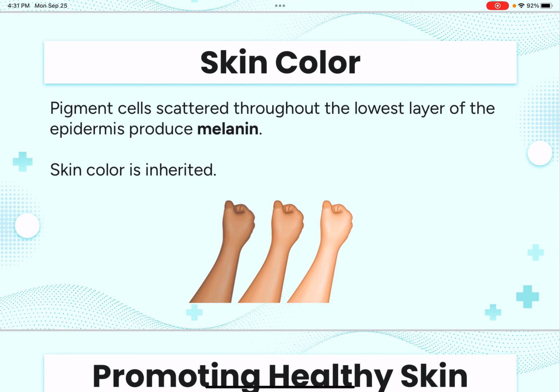Pigment cells scattered throughout the lowest layer of the epidermis produce melanin. Melanin gives color to skin and hair. In dark-skinned individuals, the pigment cells are more active and produce more melanin. The pinkish hue of light skin is caused by the color of blood in the vessels of the dermis. Skin color is inherited.